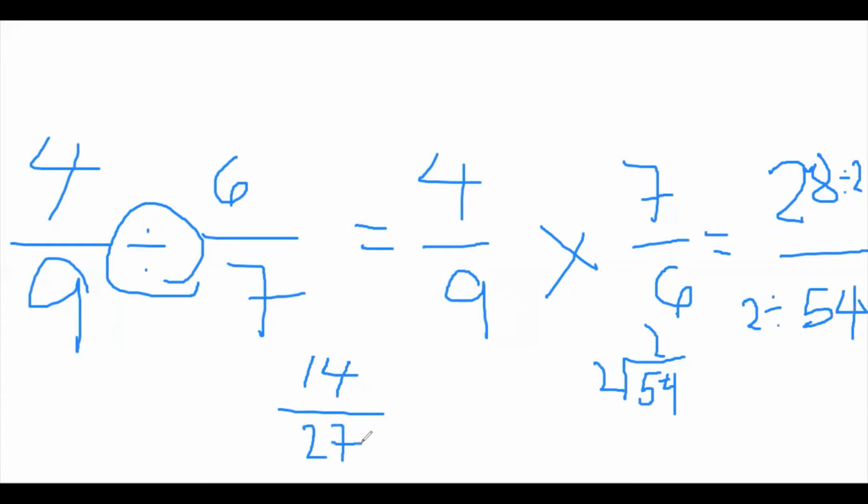So 14 over 27. Can you still simplify it? I think no. Okay, this is our final answer for this problem, 14 over 27. If you can still simplify your answer, simplify. If you cannot, there's nothing to worry about. Do not overthink a problem that is easy.